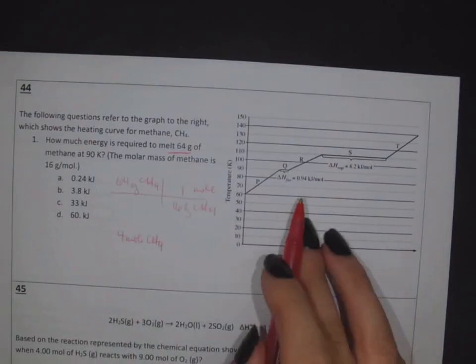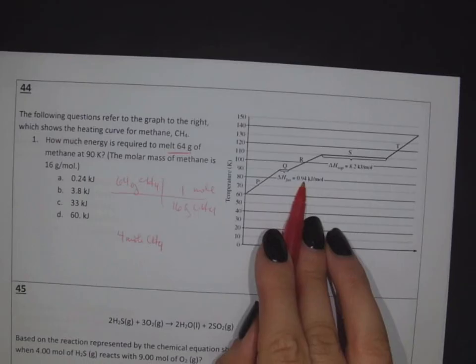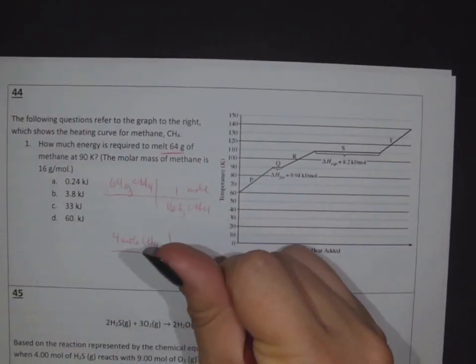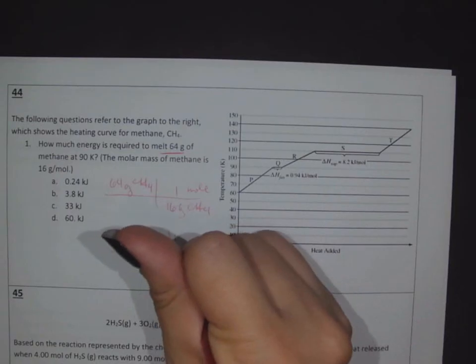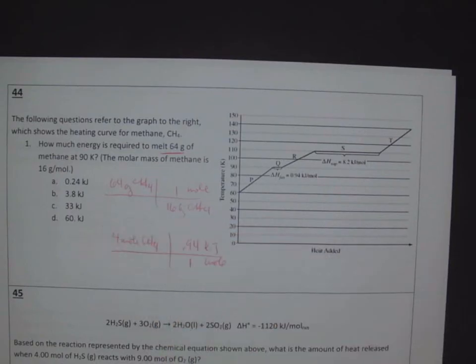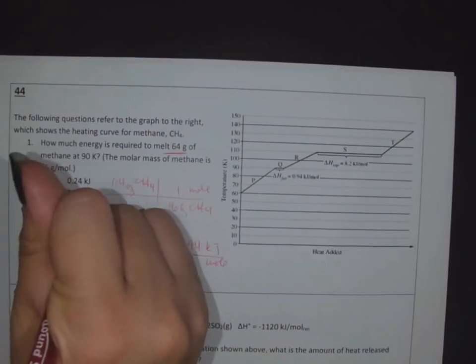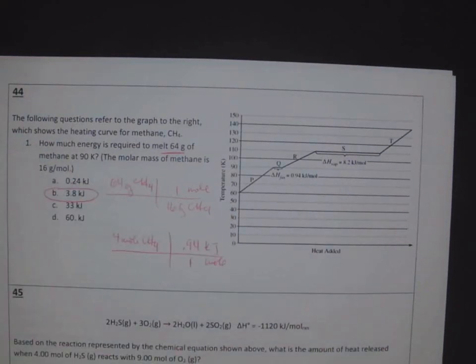But guess what? It's 0.94 kilojoules per mole. So each one of those moles is 0.94 kilojoules. So 4 times 0.94, that means we get 3.76, which is essentially 3.8 kilojoules.